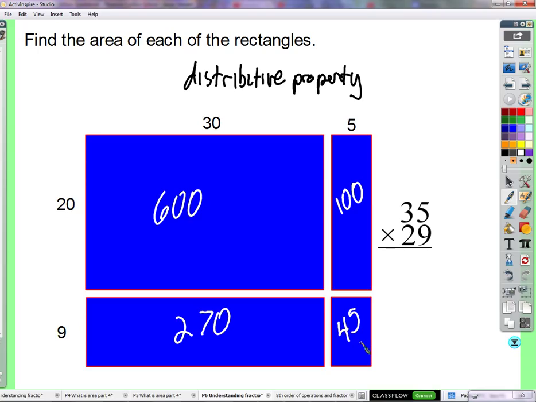So we do the 5 times the 9, we're counting up all of the 1s, because a 1 times a 1 is a 1, right? 5 1s, 9 1s, we're counting up 1s. We have 45 1s. A lot of 1s, so many 1s that we actually wind up with 4 10s.